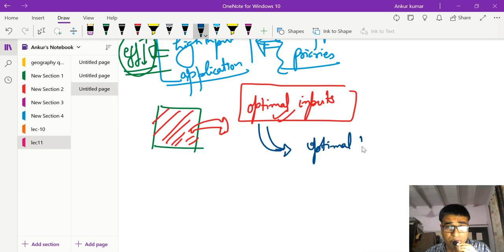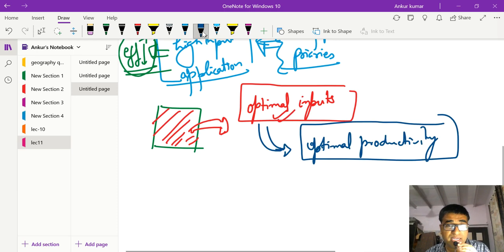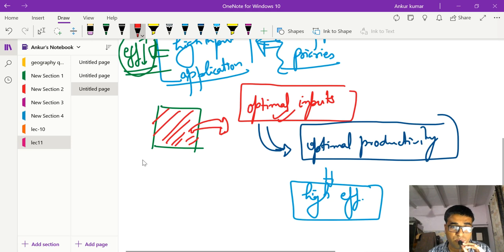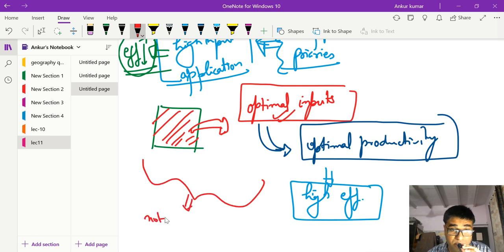This optimal productivity will automatically translate into high efficiency. Why am I saying this? Because by using the optimal inputs, you are not degrading the natural resources. By doing this process, you are not degrading the natural resources.